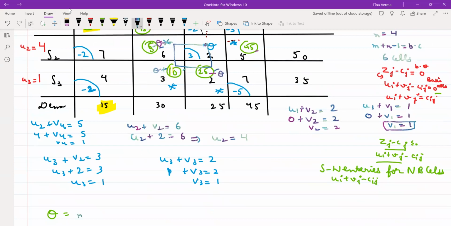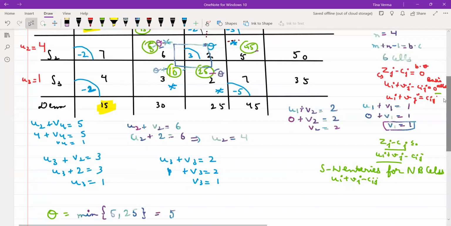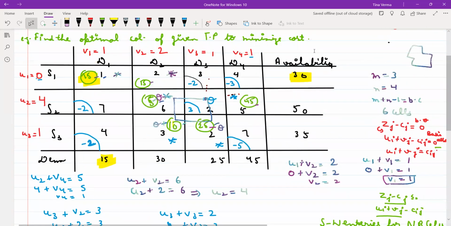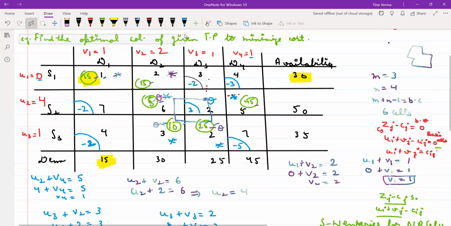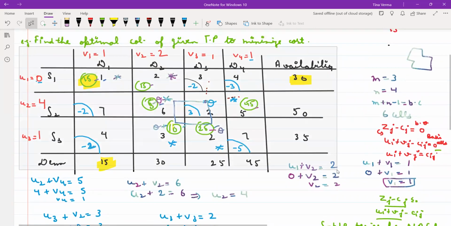So now what is your theta? Theta will be that from where you are subtracting the minimum value. You are subtracting theta from 5 and you are subtracting theta from 25. So what is the minimum value? 5. Is it clear? So again, you have to do assignment over here and you have to again perform the iteration. Again, you will freshly calculate your UI and VJs.